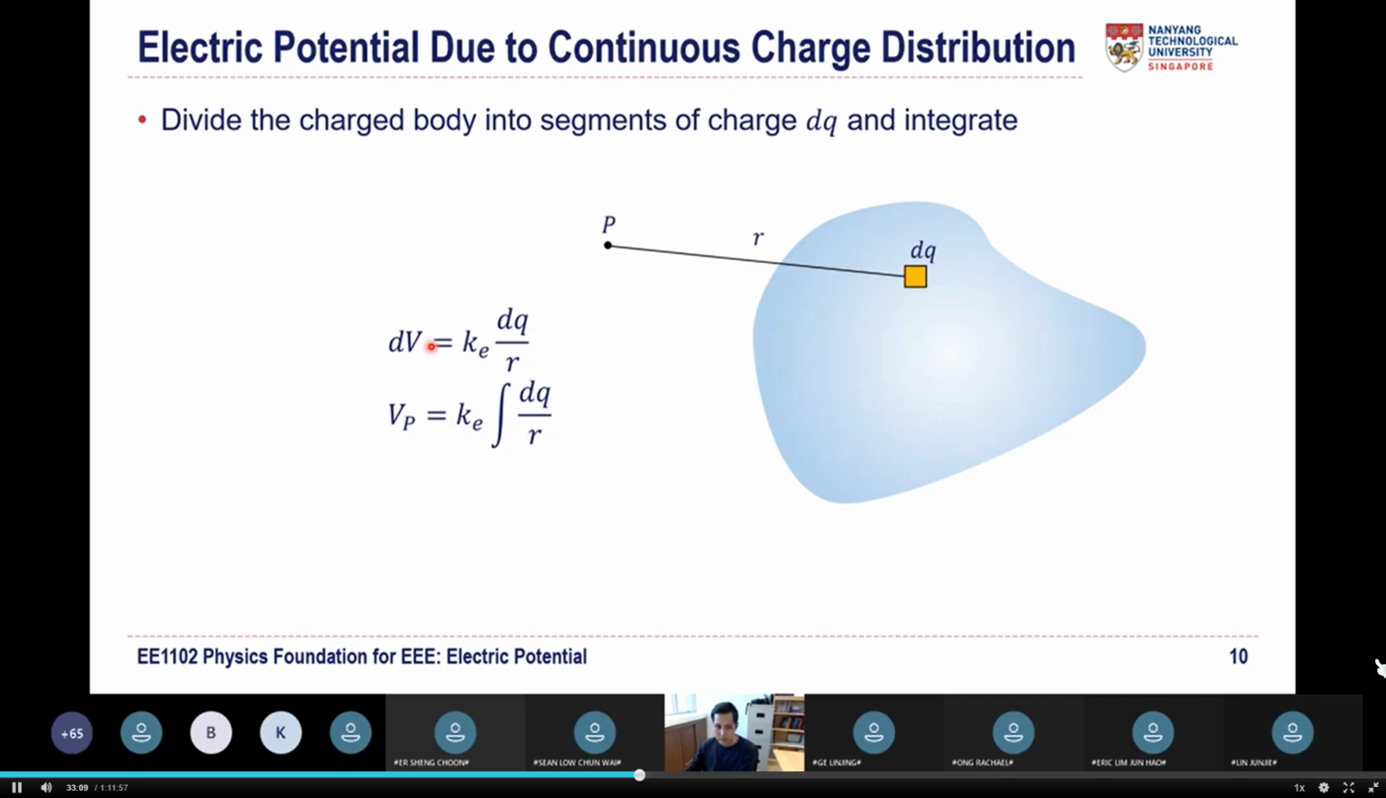Again, this dV, which is a small fractional electric potential coming from this small charge element dq up here, is a scalar quantity. So you don't have to worry about in which direction this potential is directed, because there's no direction, of course. It's just energy per unit charge. That also means that when you do the integration, you don't need to worry about adding up vectors. It's just going to be a scalar sum.